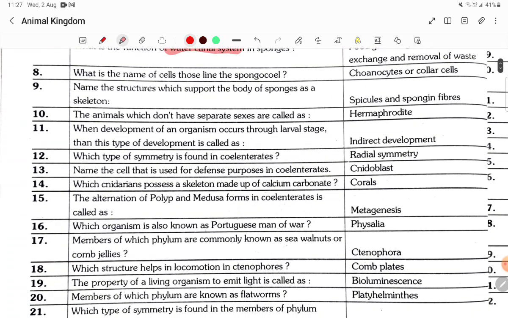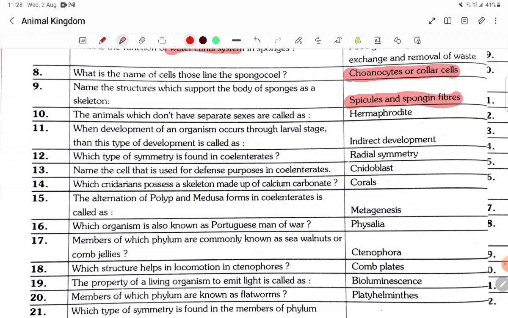Question number 8, what is the name of cell that lines the spongocoel? Coenocyte cells or collar cells are the cells that line spongocoel. Question number 9 is, name the structure which supports the body of sponges as a skeleton. So spicules and spongin fibers support the body of sponges.